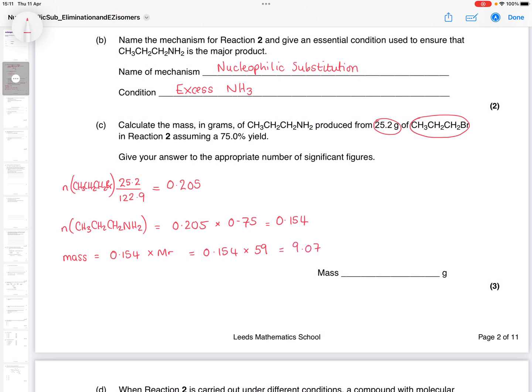Always worth checking back for a calculation to see whether the question mentions the number of significant figures, or always try and give it to an appropriate number. So look at the numbers in the question. This mass has been given to 3 significant figures. This percentage has been given to 3 significant figures. So our answer should also be to 3 significant figures.